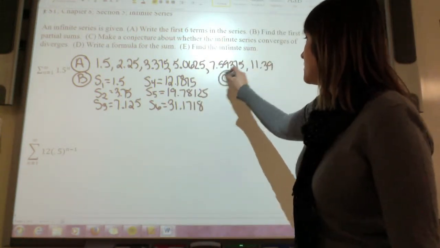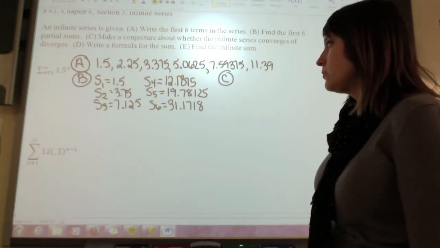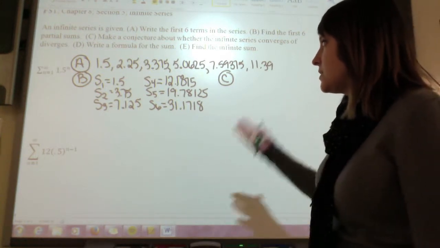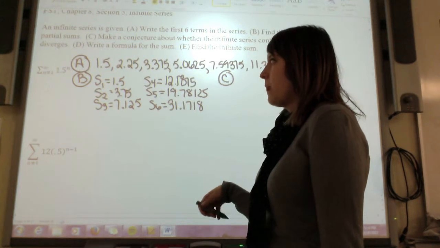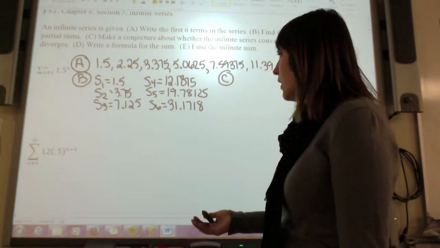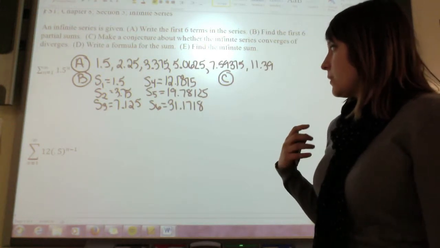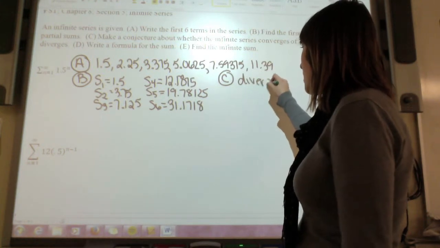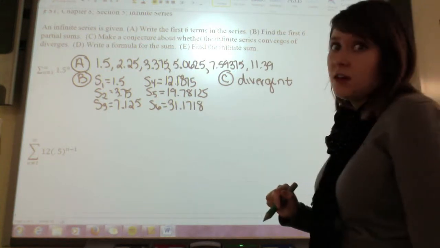Now I can do part C and think about whether my infinite series converges or diverges. As I continue these partial sums, do you think I'm going to approach a finite number, or is it just going to keep increasing up to infinity? When I look at this, it doesn't look like it's slowing down. It doesn't look like it's going to approach a number. So I'm going to say that this probably diverges, and that the limit is probably infinity. Because this is divergent, I can't do D or E.